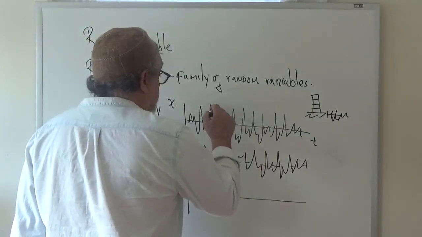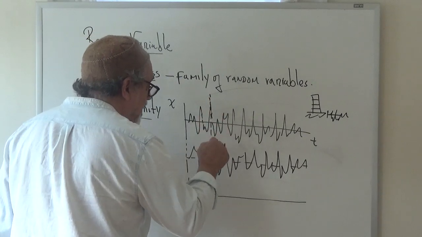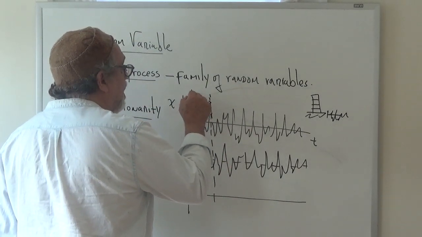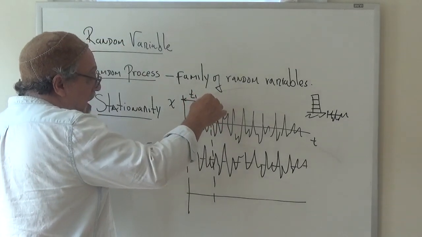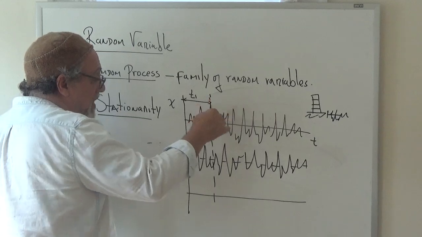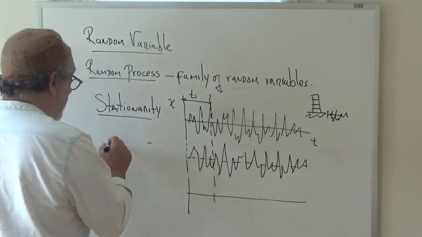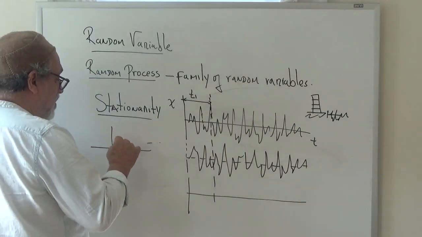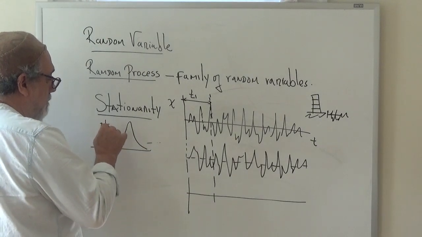So if we take a given time here, let's say t1, and you look at the value of the variable in this realization and this realization and this realization and this realization, then that variable will have, I'm going to draw it with a given mean, but that variable could have some sort of a PDF, right?